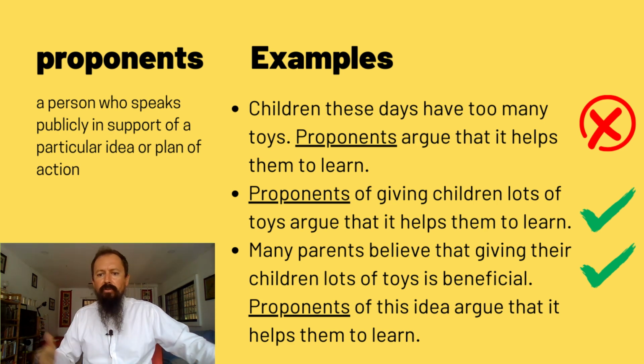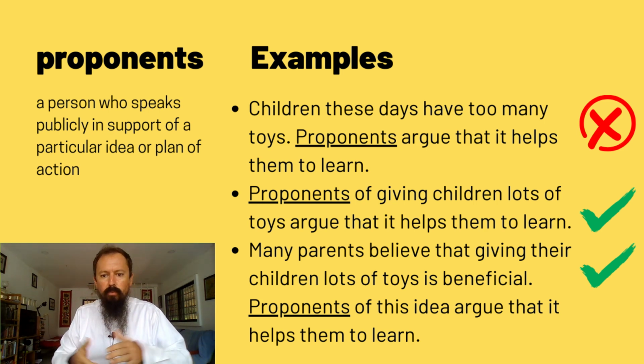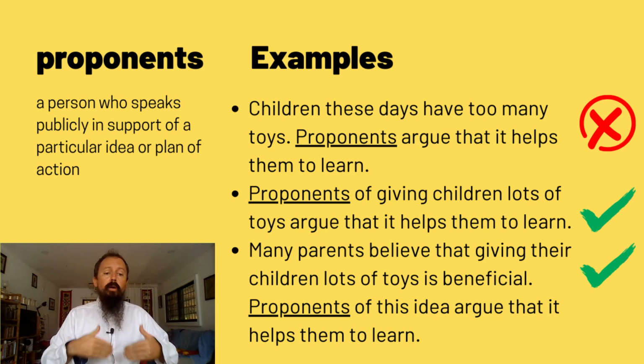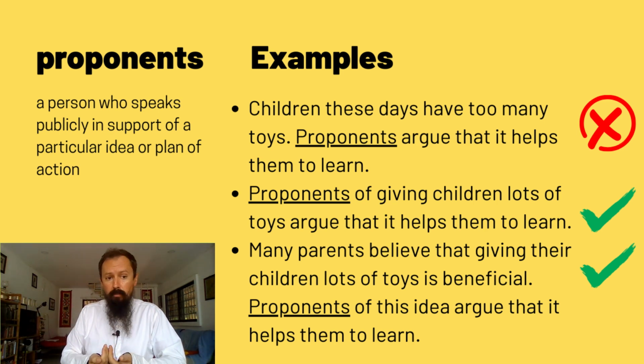So here's our example. Children these days have too many toys. Proponents argue that it helps them to learn. It's just not clear enough. Now, if we give more context, it could work. So our next example, proponents of giving lots of toys to children argue that it helps them to learn. Okay, well now we are a proponent of something.